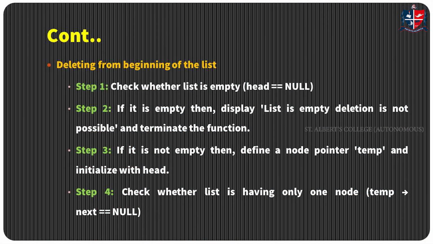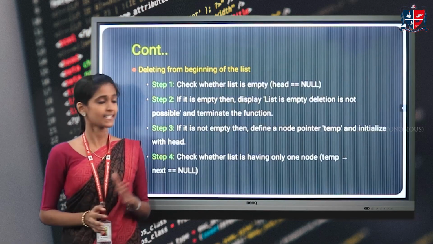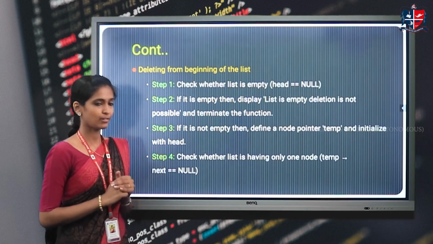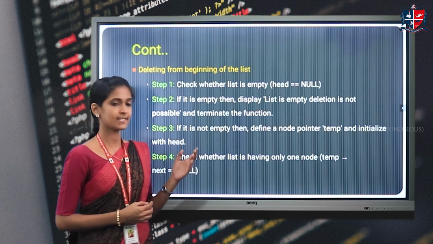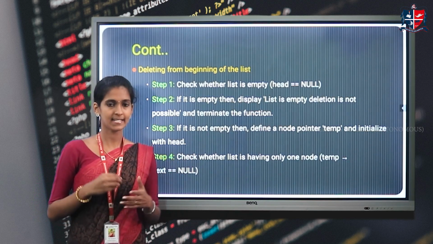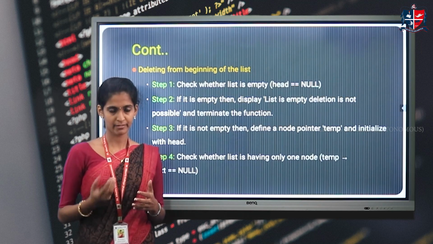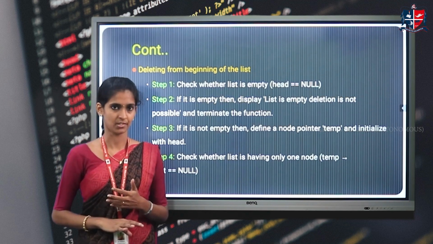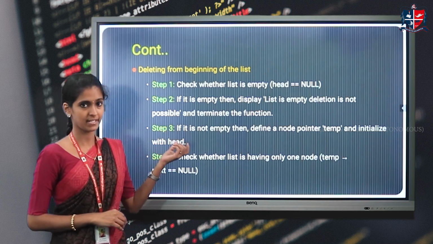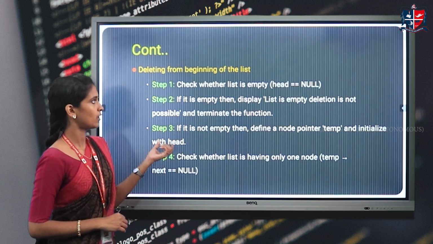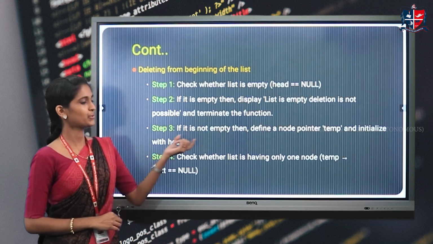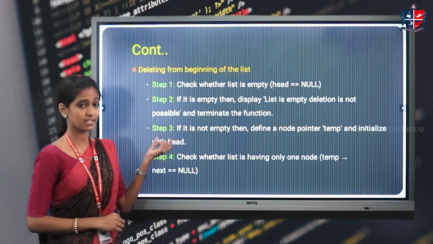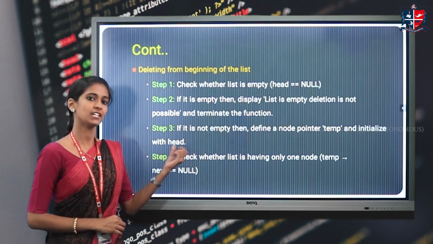How can we perform the deletion operation in a singly linked list at the beginning? First of all, check whether the list is empty or not by using the condition head is equal to null. If the list is empty, then we can't delete anything from that list, so just terminate the function. If the list is not empty, define a pointer called temp and initialize it with head.